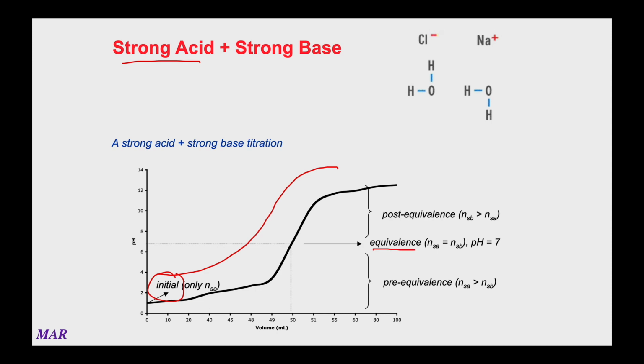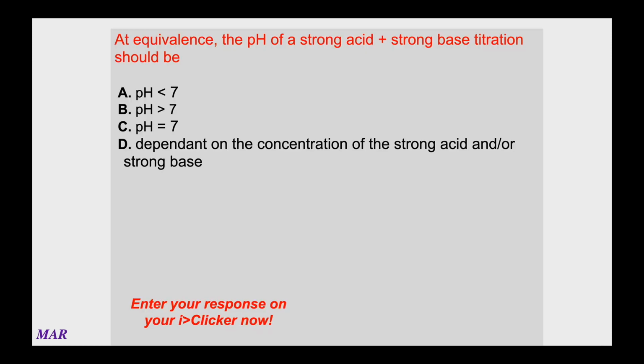One of the regions is called the equivalence region, and that's where the moles of what you start with equal the moles of what you're adding. And so the moles, which is the symbol N, moles of strong acid equal moles of strong base, and for these the pH should be about 7. Then there is the pre-equivalence region, where the moles of what you start with are greater than the moles of what you're adding. And then finally, there's the post-equivalence region, where the moles of what you're adding are greater than the moles of what you started with. Now, each of these has an equation, and we'll talk about that in just a second.